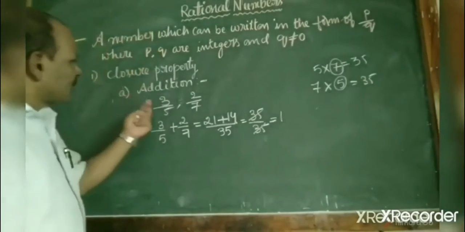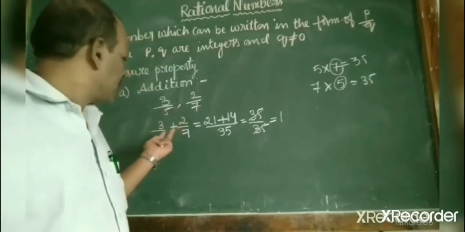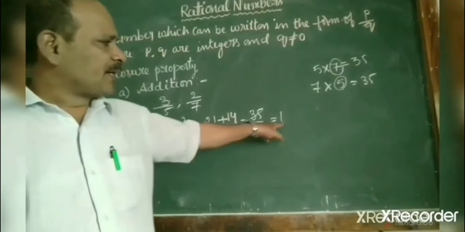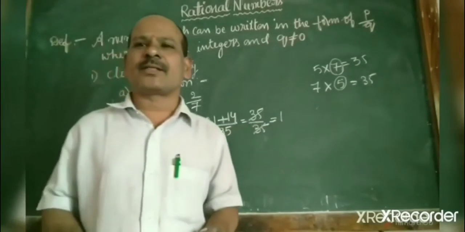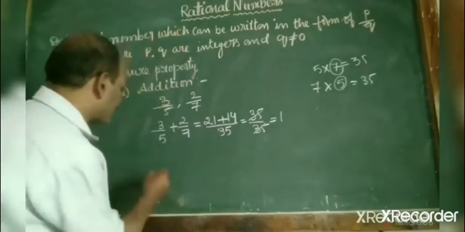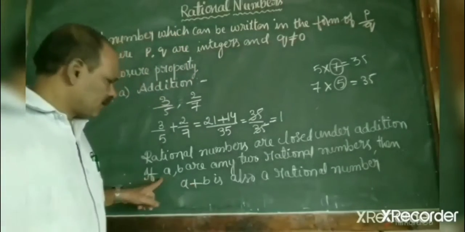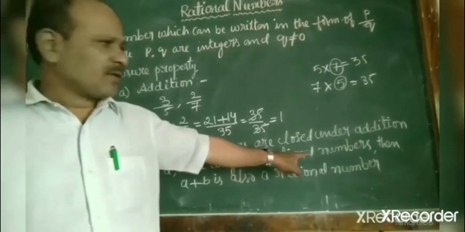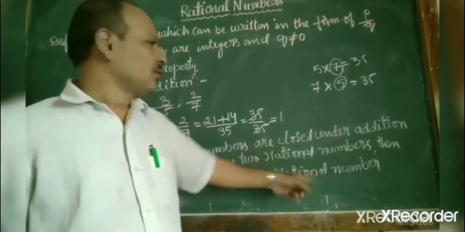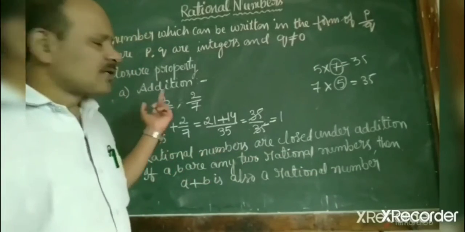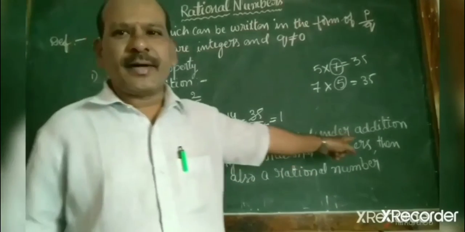So when I am taking two rational numbers and doing addition, I am getting the result also as a rational number. So we can say that rational numbers are closed under addition. If a and b are any two rational numbers, then a plus b is also a rational number. Then only we can say rational numbers are closed under addition.